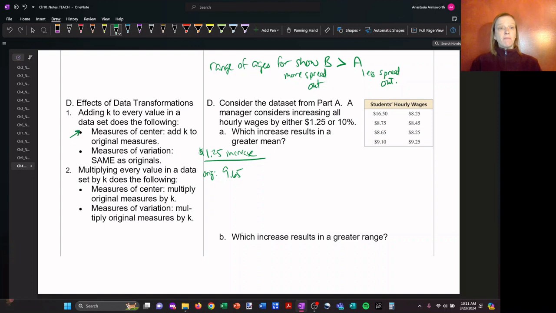When you're talking about measures of center, if you're adding the same value to every number in the data set, then your measures of center are also going to increase by that same value. So if my original average was $9.65 and there's a $1.25 increase, then I'm going to add $1.25 to that average, and my new average is going to be $10.90.